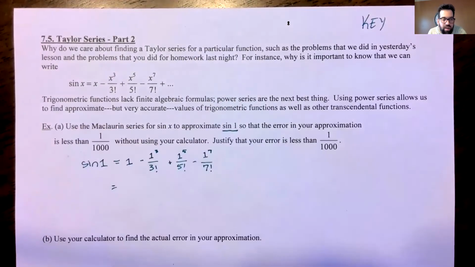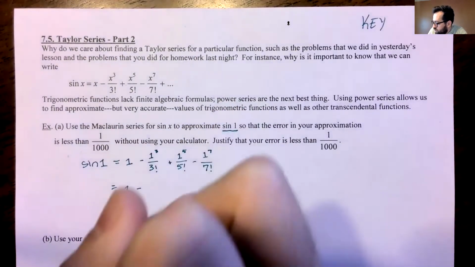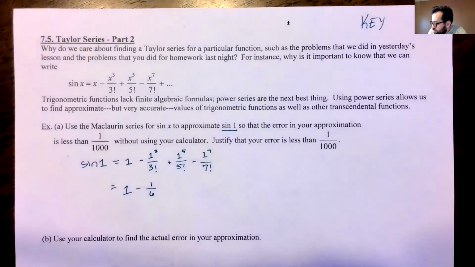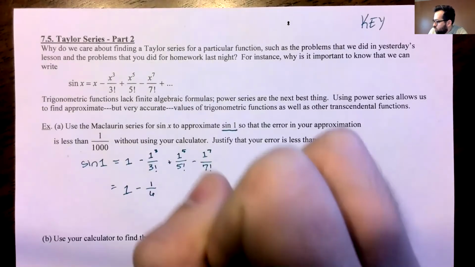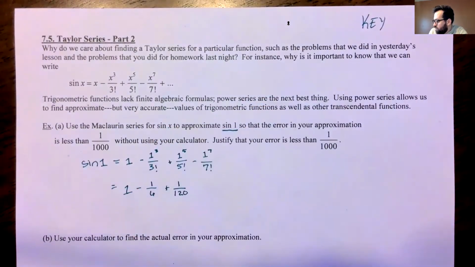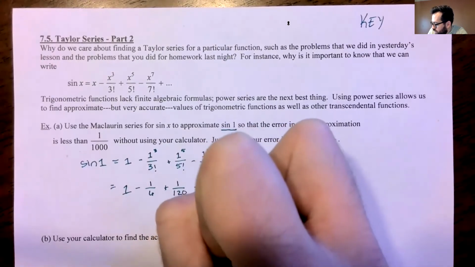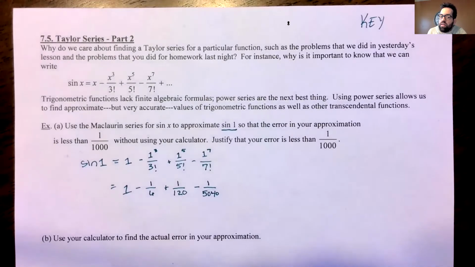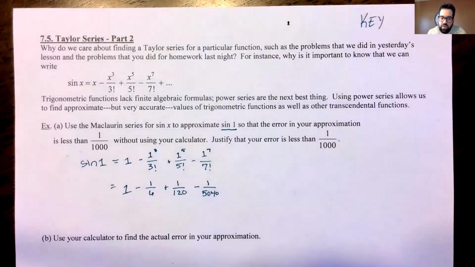If I'm going to evaluate, I'm going to get 1 minus 3 times 2 is 6, so this is going to be 1/6. 5 times 4 times 3 times 2 times 1 is 120. And then if I multiply 120 times 6 times 7, I'm going to get 1 over 5,040. It might take you a little bit longer to multiply all of those numbers together if necessary, but we could do it without a calculator, right?